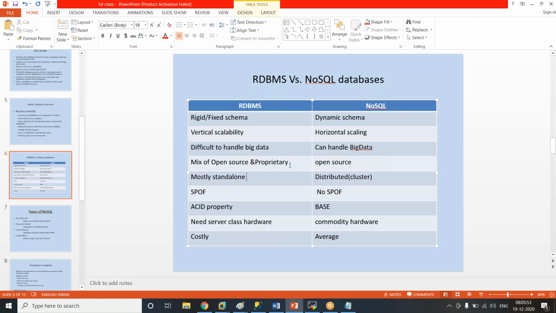Mix of open source and proprietary. Most proprietary products have an open source edition, but they are very limited in nature. If you go with the community edition, it will only use 1 CPU and 10 GB. You have 10 CPUs, still it's useless. Why? Because open source can use only 1 CPU.